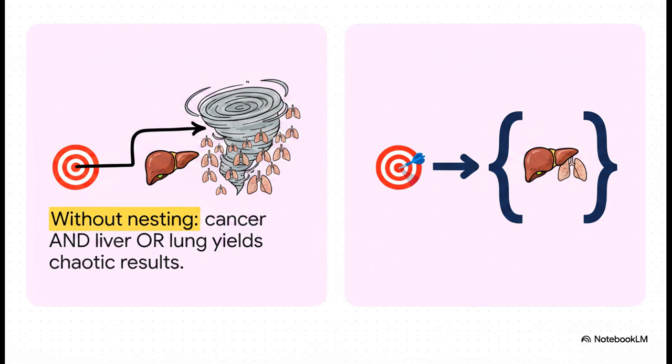Look at the first example. Without parentheses, Web of Science processes the AND before the OR. So cancer AND liver OR lung gives you items about liver cancer, plus absolutely every article ever written about any lung disease, cancerous or not. By using nesting in the second example, cancer AND (liver OR lung), you force the database to evaluate the OR statement first. This correctly groups your concepts, overriding that default order, and preventing those chaotic, frustrating results. It's a real game changer.